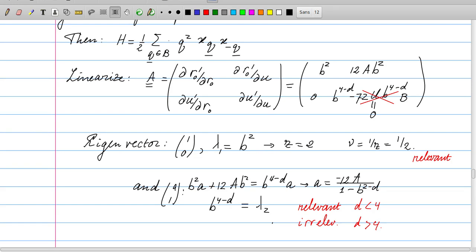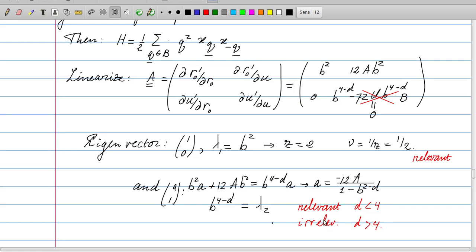The other critical exponent corresponds to this eigenvector, which has a strong component in the second variable, that's u, and also a small one in the first one, due to this term here, which typically is very small, so it's primarily in the direction of u. And we see that the eigenvalue, if you work it out, is primarily b to the power 4 minus d. That is very interesting, because now we see that if d is smaller than 4, then this is a positive exponent and the eigenvalue is relevant. If it's larger than 4, then this eigenvalue is irrelevant.